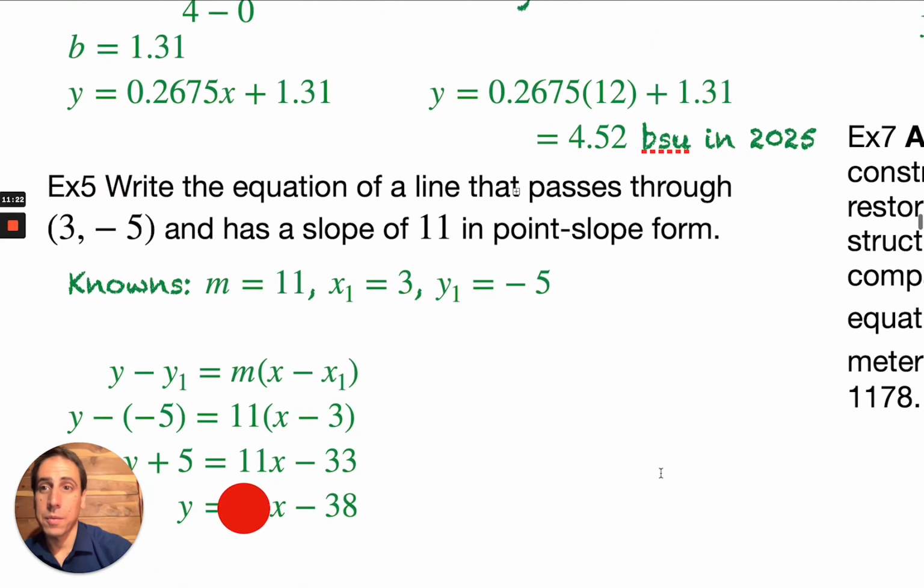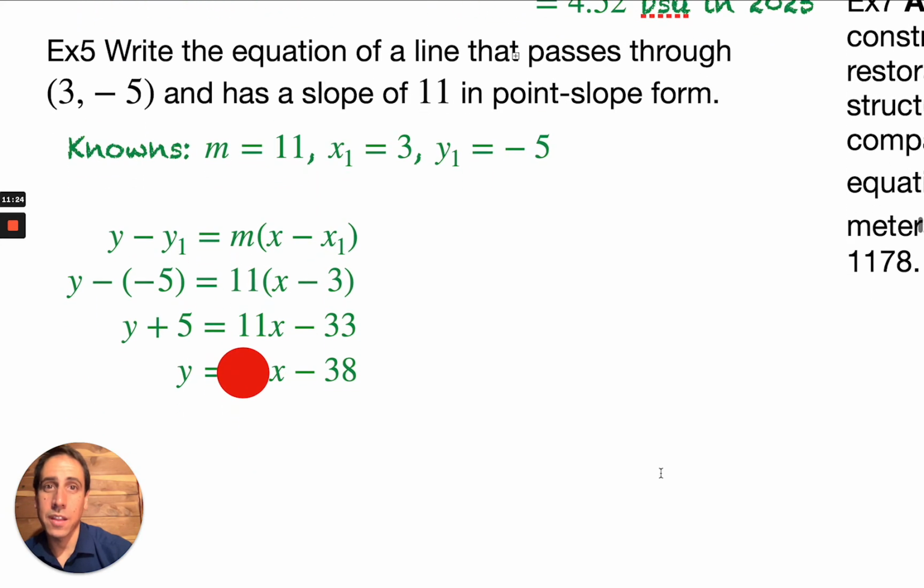Let's do example number 5. Write the equation of a line that passes through (3, -5) and has a slope of 11 in point slope form. Okay, so what do we know? We know the slope is equal to 11. We know that x1 over here is 3. We know that y1 is negative 5.